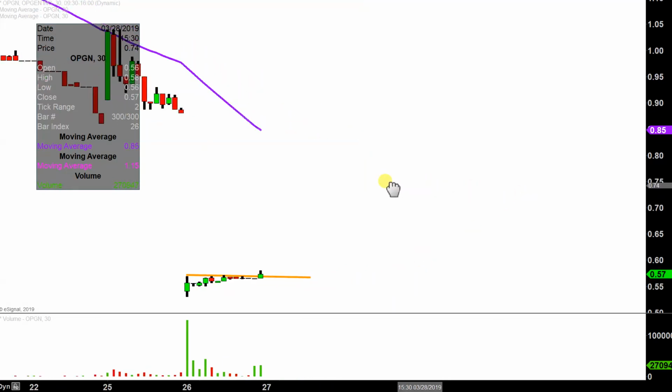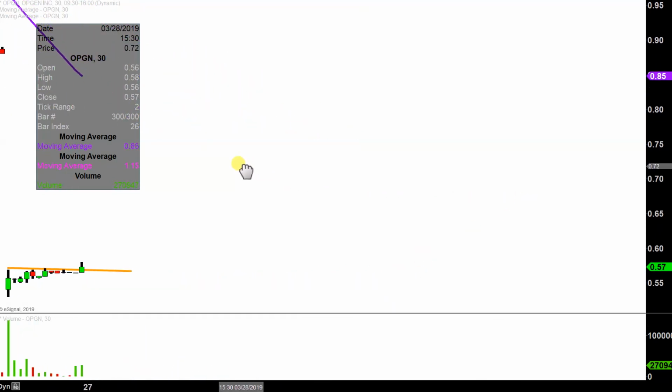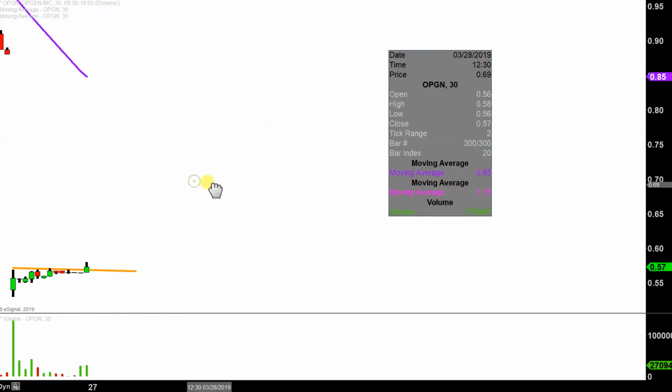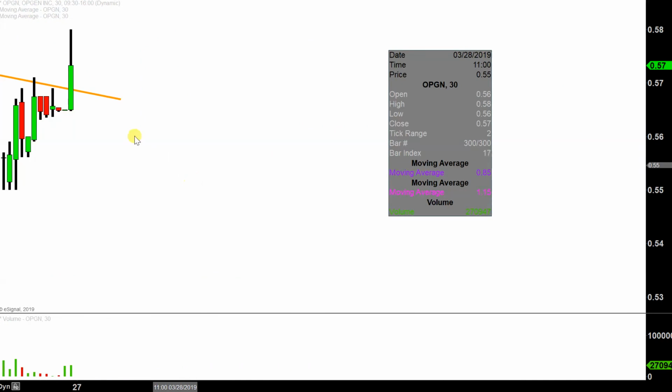Let's actually just do this. Let me just get that out of the way so we can get our proportions better. There we go. I realize that there's now a little bit of white space, but hopefully you can understand why I'm doing that. So that line here was representing the area of resistance pretty much the entire day. And for the most part, the price could never break up above there.